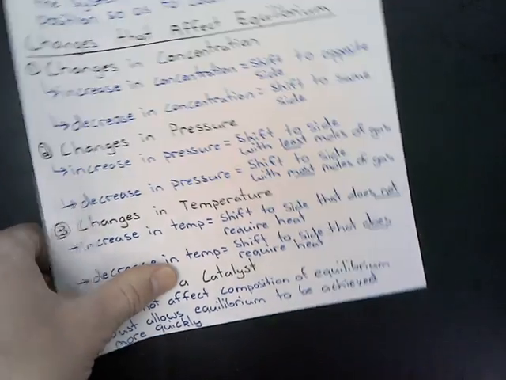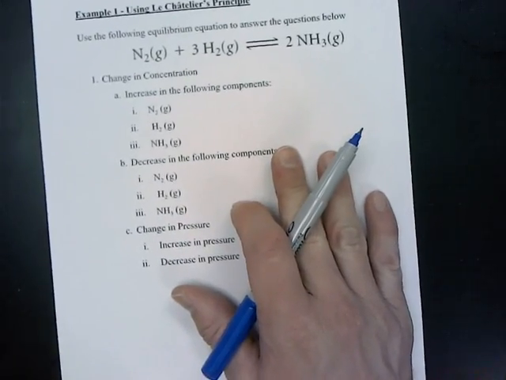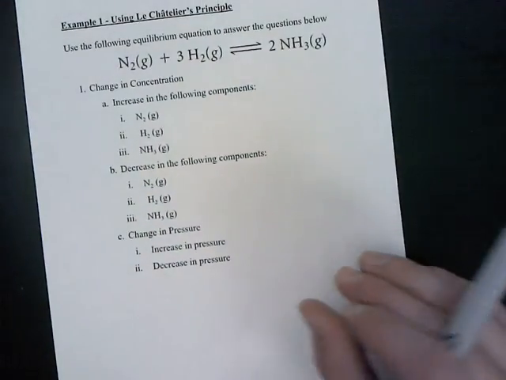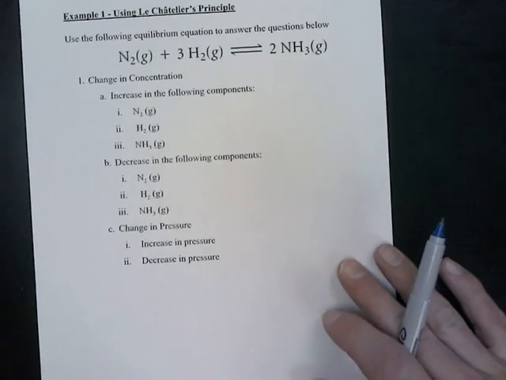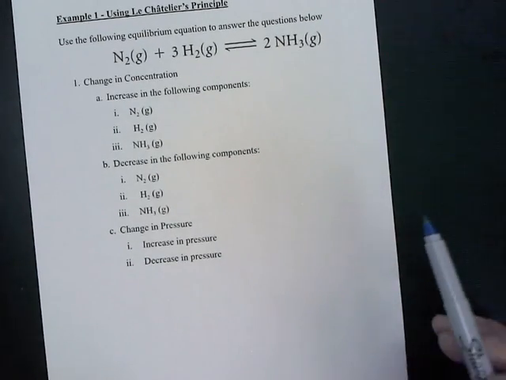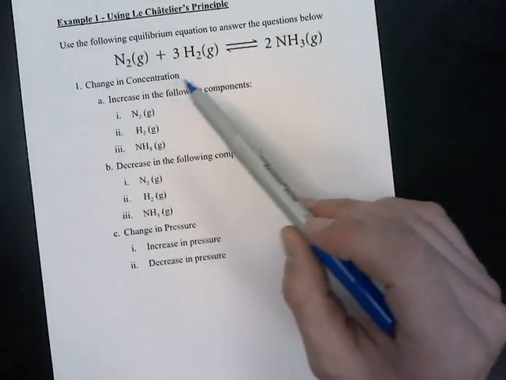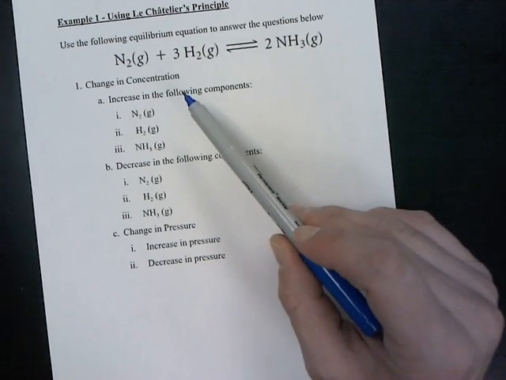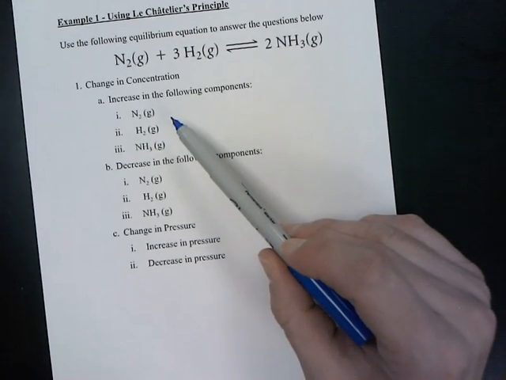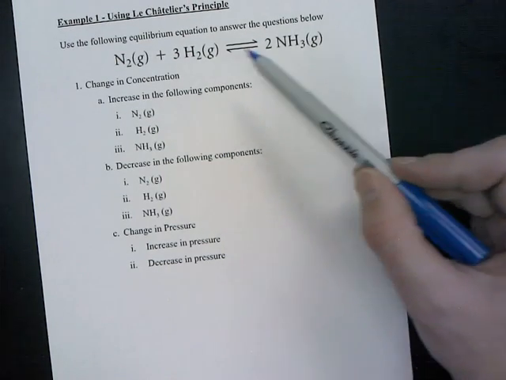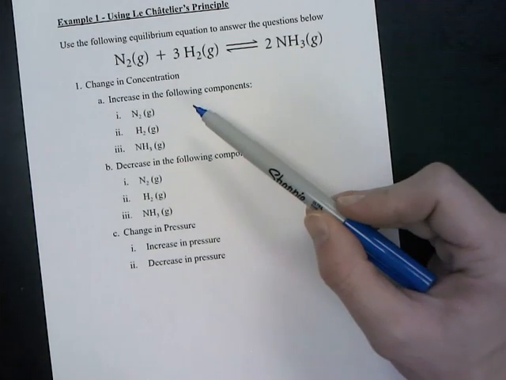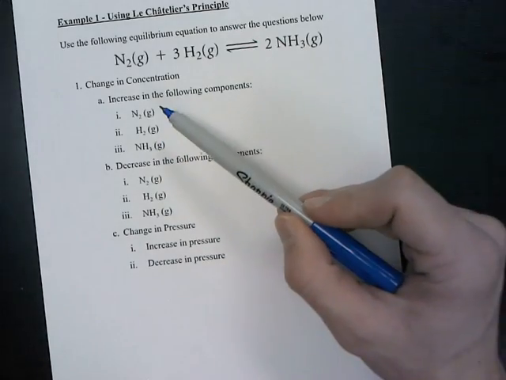So what I have here on the next 2 pages are some examples. We will go through each of those things that we talked about in the notes on the first page. The first thing is this. We are going to use this equilibrium equation that we have here, and we're going to say which way the equilibrium shifts, either left or right, depending on what we do in these scenarios.